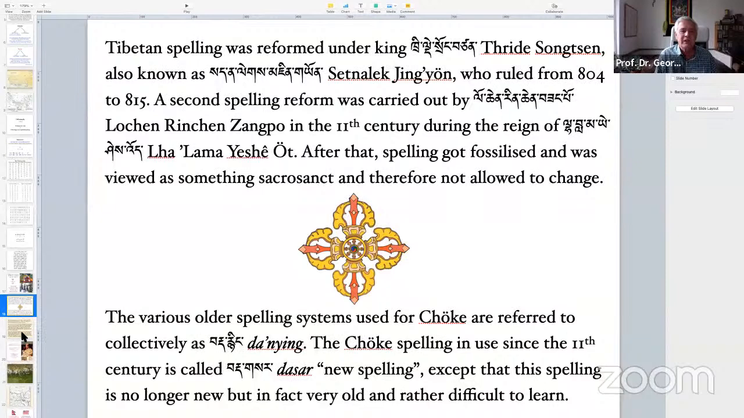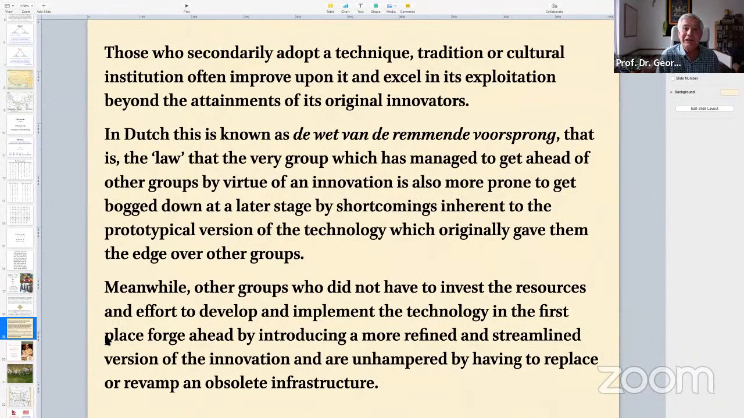This is just to familiarize you, I'll read it. Those who secondarily adopt a technique, tradition, or cultural institution often improve upon it and excel in its exploitation beyond the attainments of its original innovators. In Dutch, this is known as de wet van de rem en de voorsprong. That is the law that the very group which has managed to get ahead of other groups by virtue of an innovation is also more prone to get bogged down at a later stage by shortcomings inherent to the prototypical version of the technology, which originally gave them the edge over other groups. Meanwhile, other groups can forge on.